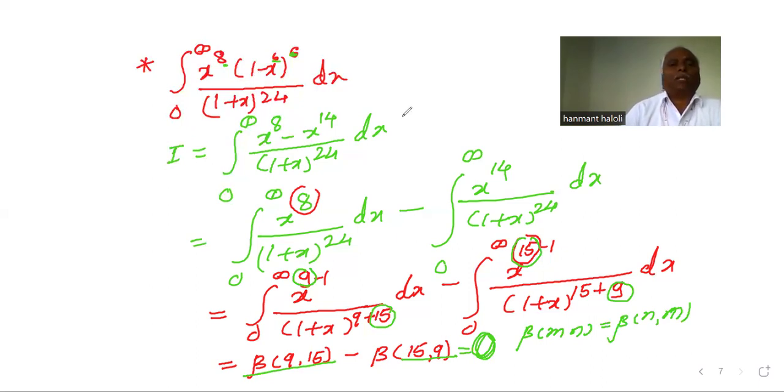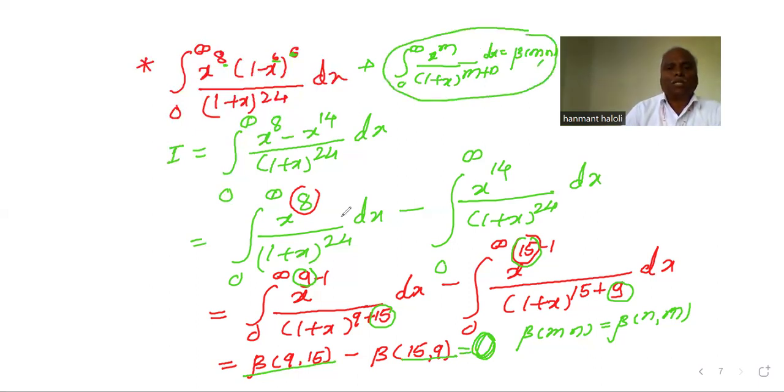Here you can convert into that property. Which property did we apply here? We applied this important property. The property is that integral 0 to infinity x raised to m upon 1 plus x raised to m plus n, dx, is equal to beta m, n. This is an important formula which you use in solving these types of examples.